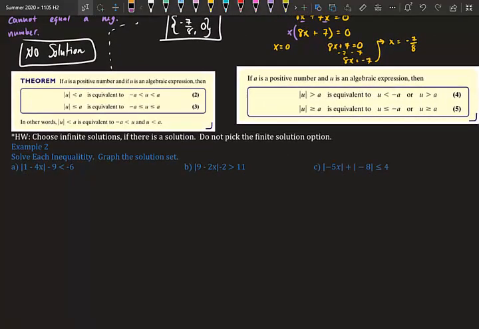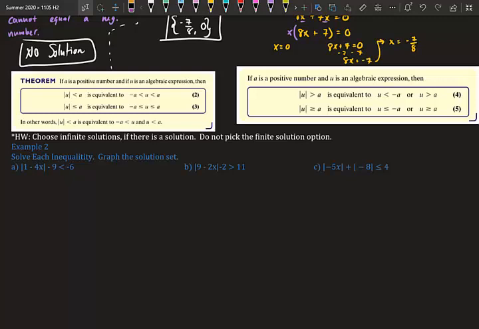Inequalities, dealing with absolute values and inequalities. So basically it's the same thing. We're going to do very, very similar things. The theorems are here for you. I kind of talk about them as we go along, but these theorems are kind of chunky, so I really don't like to explicitly read them to you.